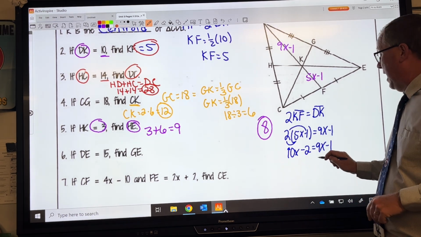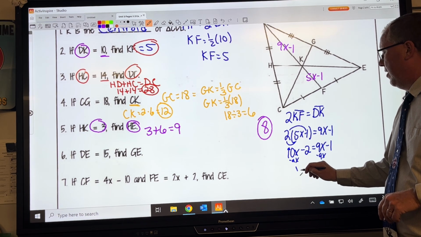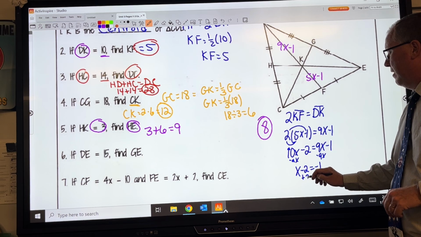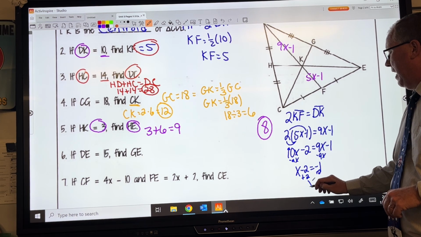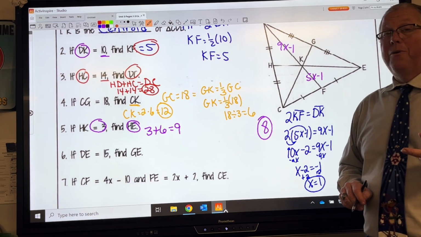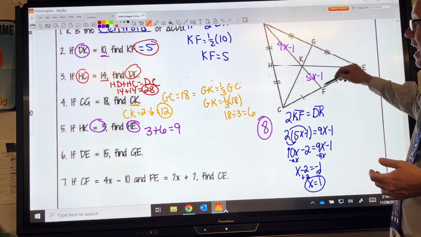Get the variable on one side, so we're gonna subtract the 9x over here. That gives me x minus 2 equals negative 1. We add 2 to both sides, and I get x equals 1. Now that's not what they asked for in the question. If you look down on the question, they want to know what is the entire length of DF.